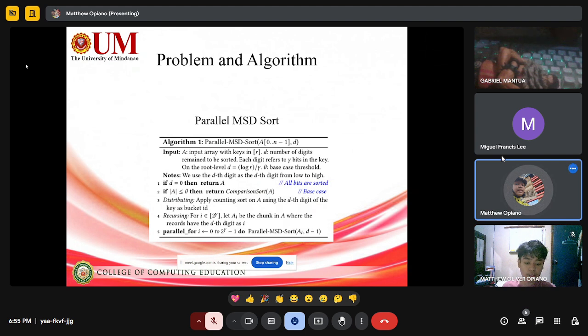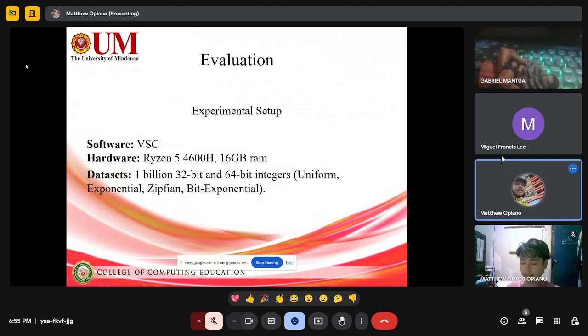So for the parallel MSD sort, we utilize the parallel most significant digit or MSD sort to manage subproblems within dovetail sort. This allows the algorithm to effectively handle even high density duplicates in large datasets.